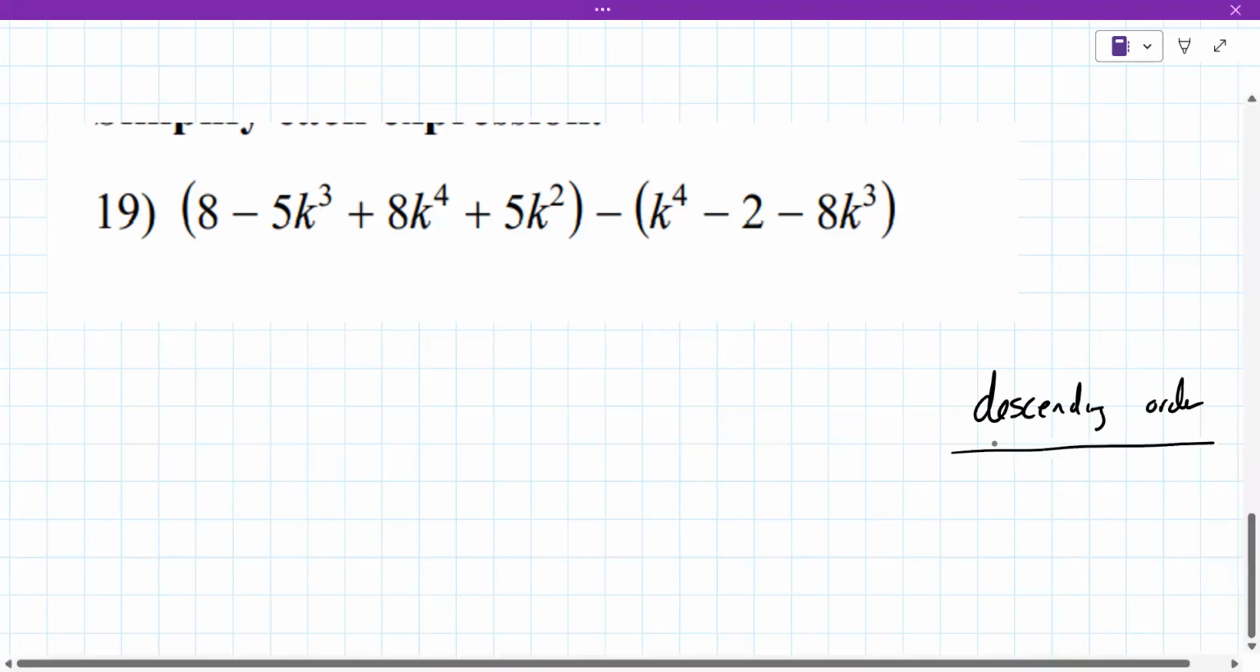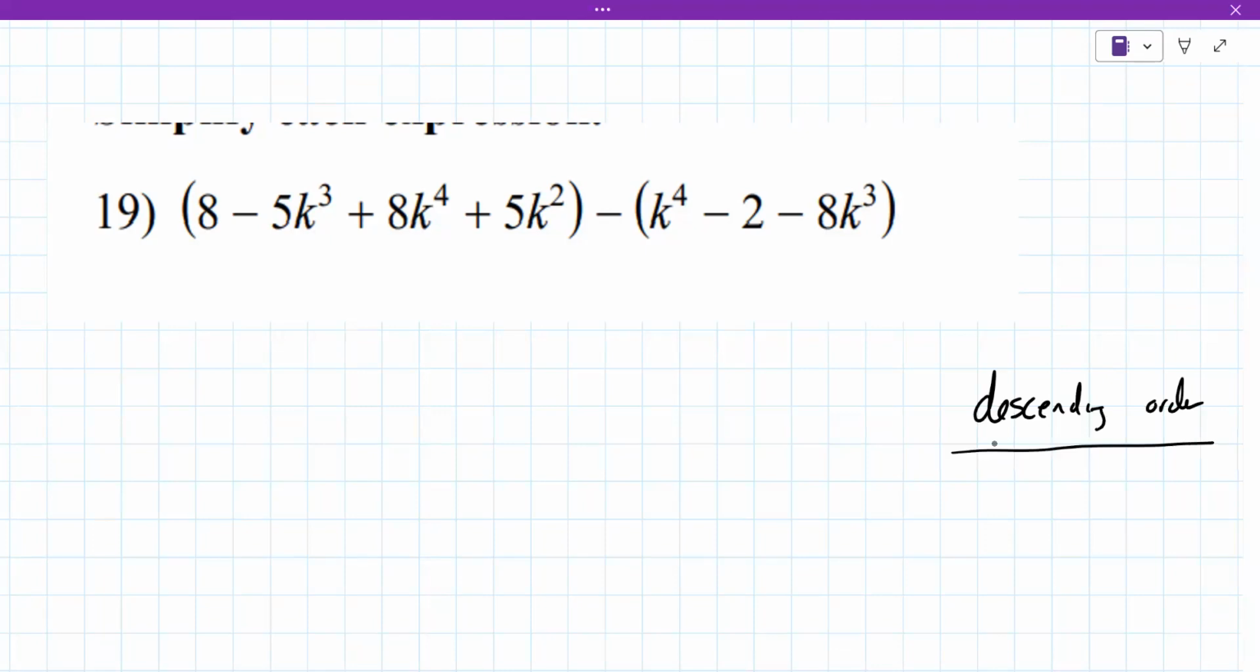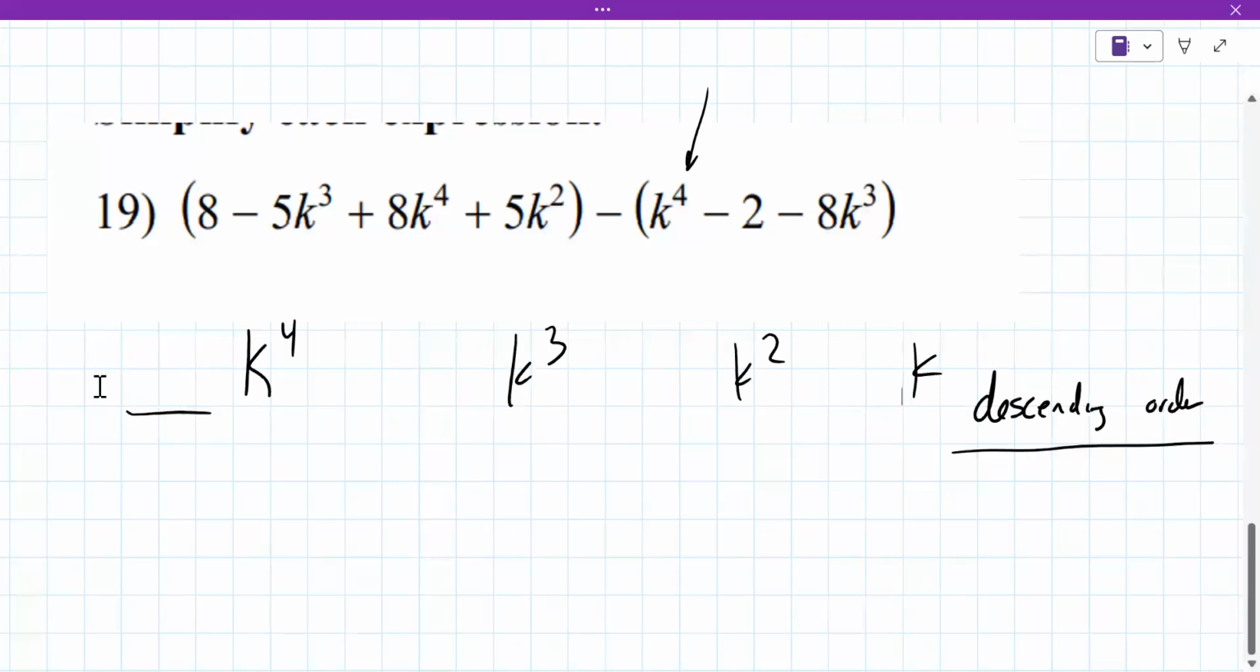So again, I want it in descending order. That means the highest exponent is 4, so those go first. So I want k to the fourth. Your answer should be k to the fourth, k cubed, k squared, k, and then a number. So oh, that's what I mean by descending order.